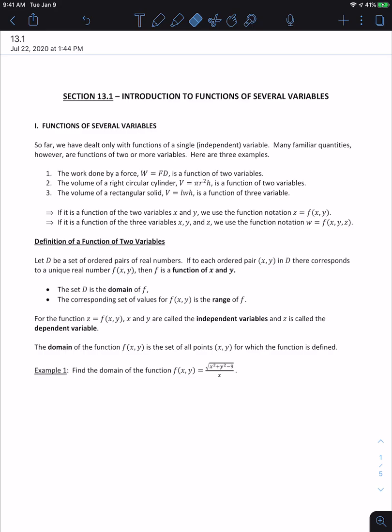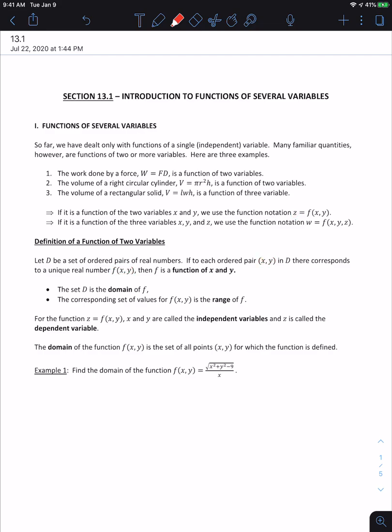Okay, so definition of a function of two variables. Let D be a set of ordered pairs of real numbers. If to each ordered pair x, y there corresponds a unique real number f of x, y, then f is a function of x and y. So again, the idea here is I have a pair of independent variables x and y. I plug them into this function and I get f of x, y, right? And that is my output or my dependent variable. Again, we typically denote it by z.